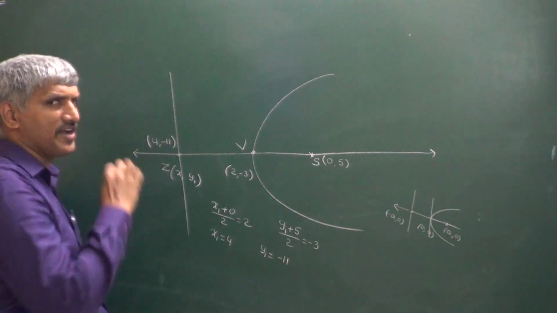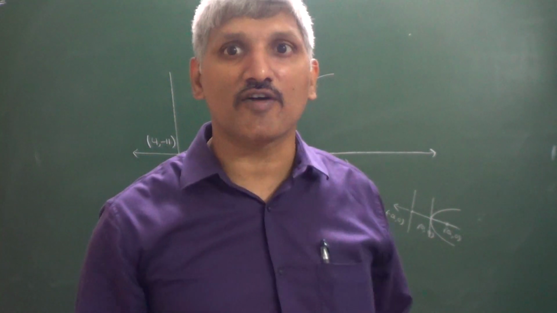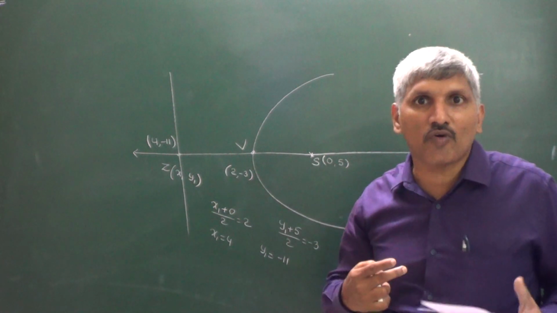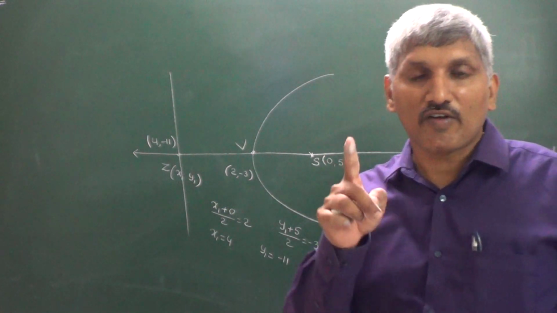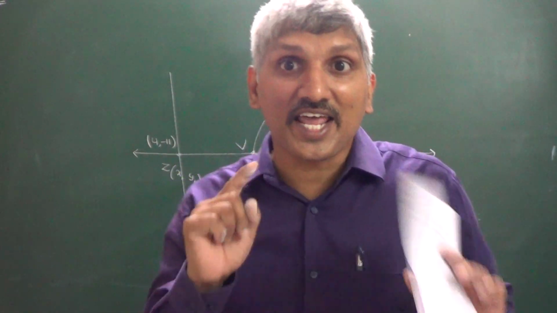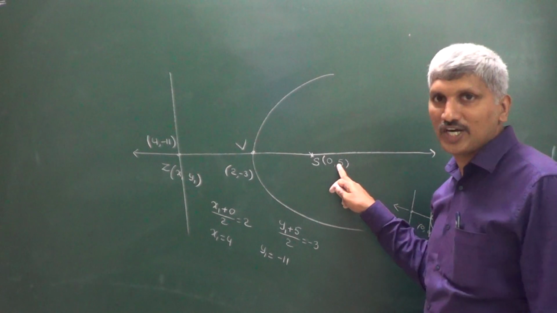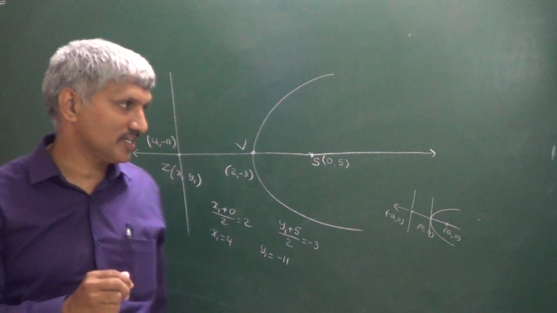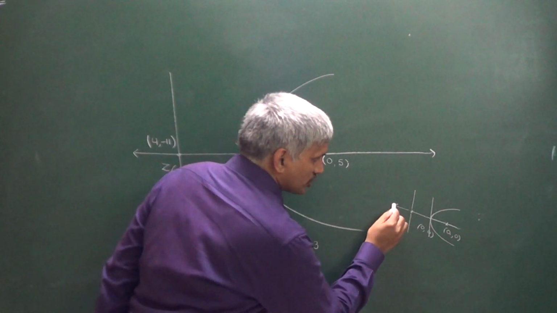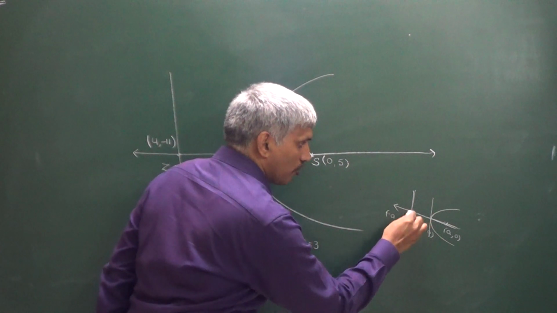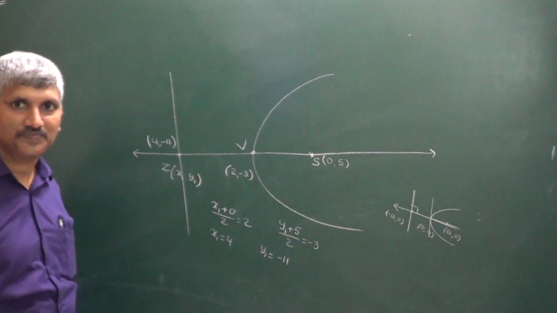Sir, why are you finding that particular point? What is the use of finding that particular point 4 comma minus 11? Because we require the equation of the parabola. For finding the parabola equation, we require the focus and directrix. We know the focus, we require the directrix. Sir, how to find out the directrix? See, this line is the principal axis and this is the directrix. Both are perpendicular or not?